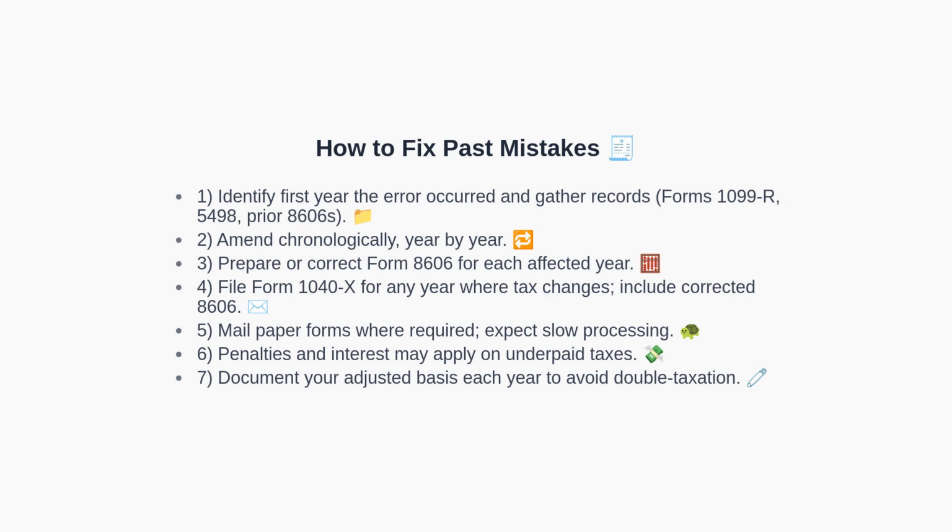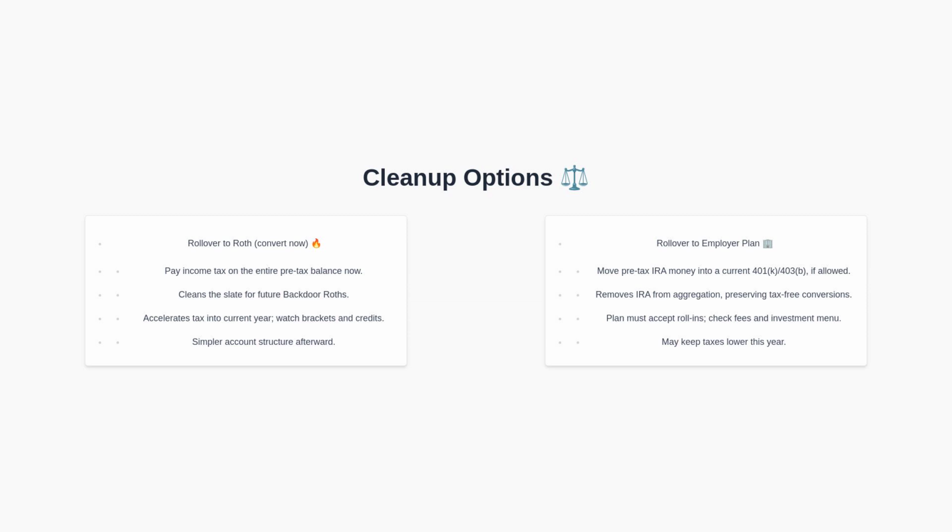Many of these corrections are mailed and can take a long time to process. Be aware that penalties and interest may be assessed on underpaid taxes. Keep careful documentation of your adjusted basis each year to prevent double taxation. There are two primary cleanup options.